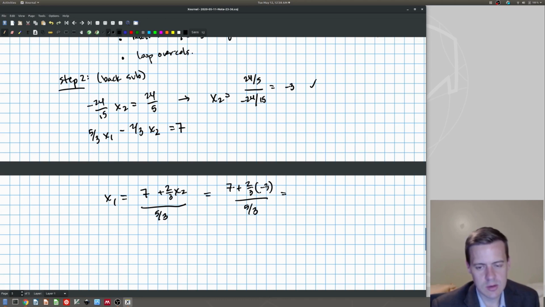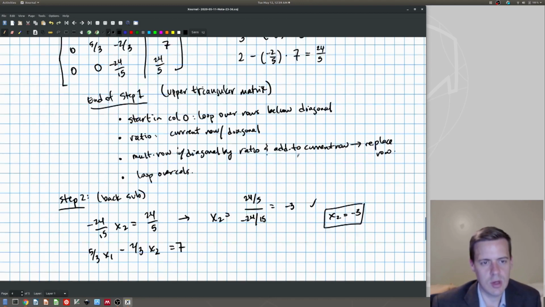And 2/3 times minus 3, that cancels. I get a minus 2 and I get 5 multiplied by 3 over 5. And that gives me 3. So x1 is equal to 3. So maybe I'll write that out here. x2 is equal to minus 3. Boom. x1 is equal to 3.